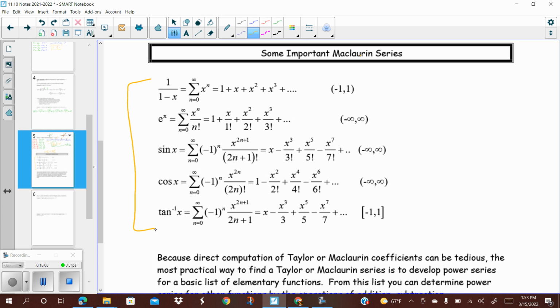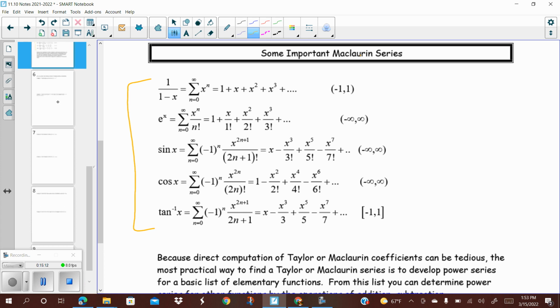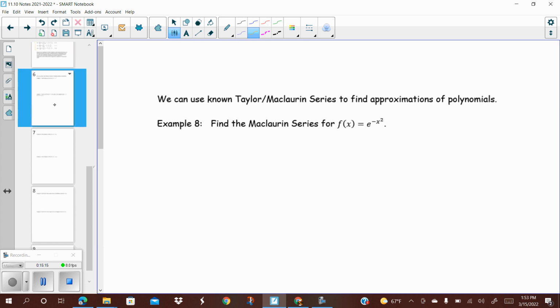All right, now let's get into a little bit of tricks here. So we can use, just like we've done in the past, some of the known Taylor or Maclaurin series to find approximations of functions. We're going to find the Maclaurin series for e to the negative x squared. Again, definitely not a polynomial. What we're going to do is start with the known series, the one that we know now, which is e to the x, and we're going to build it based upon that.